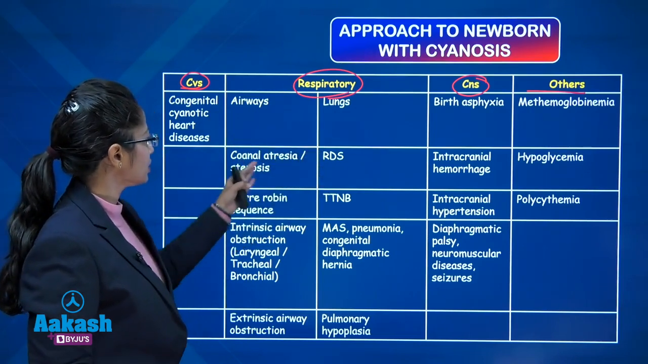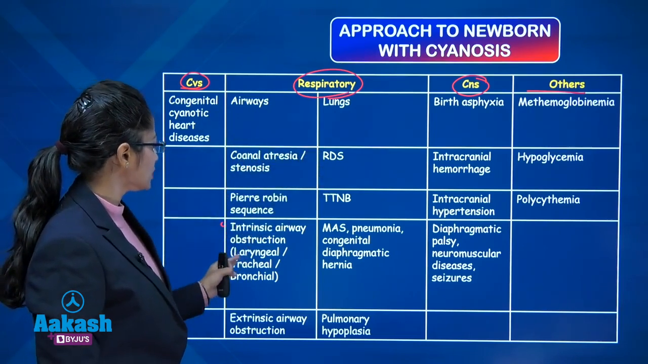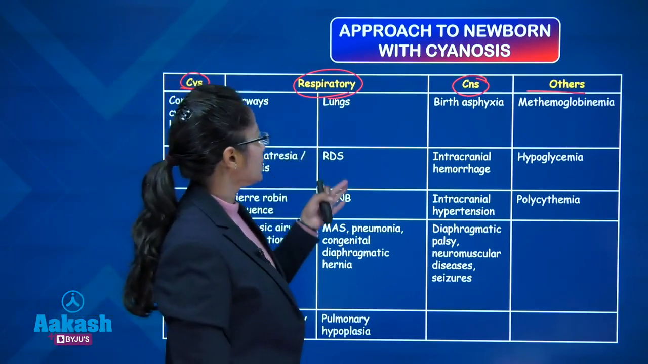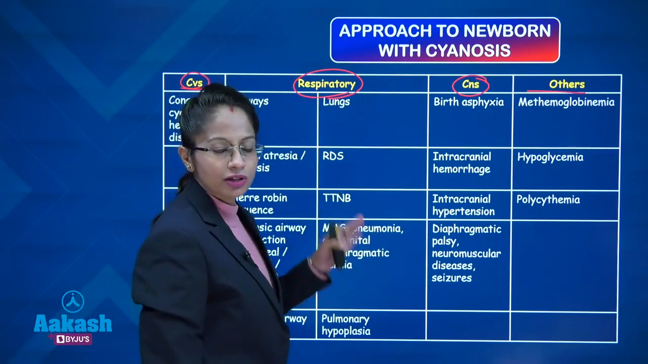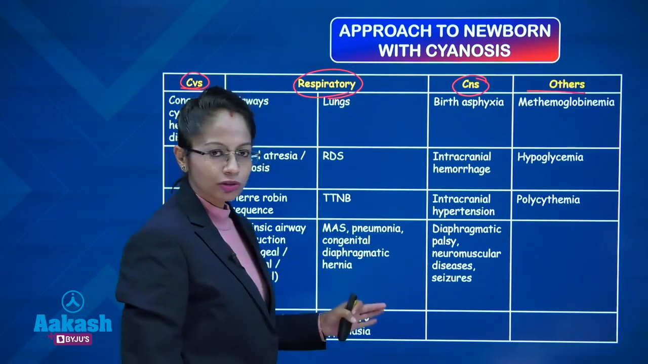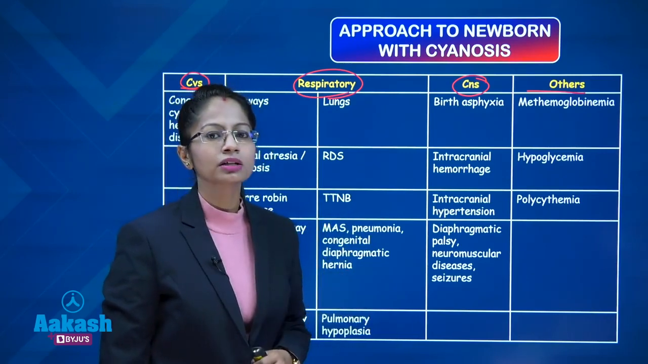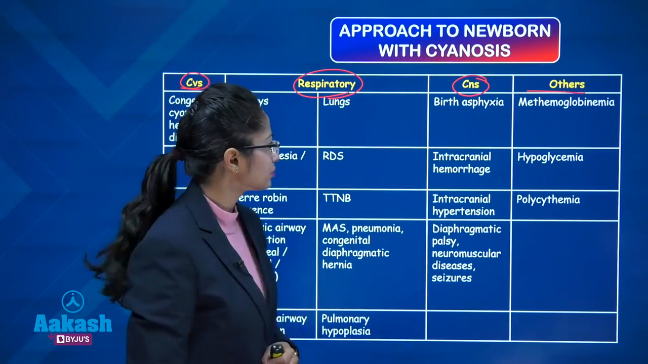In the airways, there can be choanal atresia, Pierre Robin sequence, intrinsic airway obstruction or extrinsic airway obstruction. In the lungs, we can have respiratory distress syndrome, transient tachypnea of newborn, meconium aspiration syndrome, pneumonia, congenital diaphragmatic hernia or pulmonary hypoplasias.